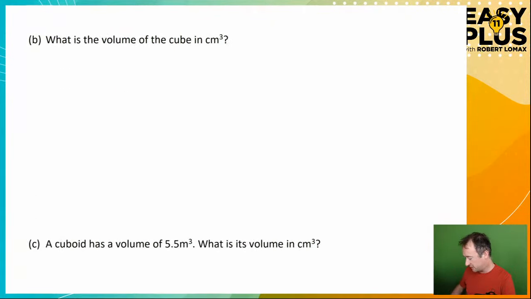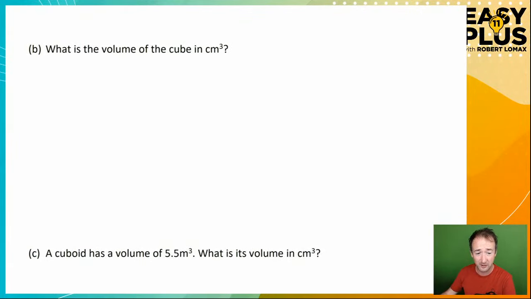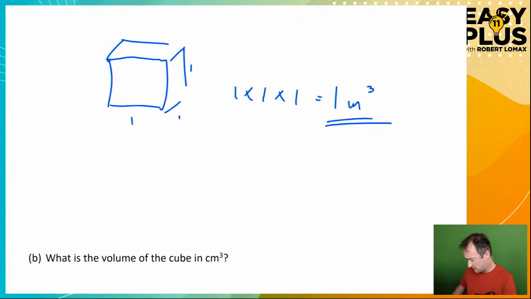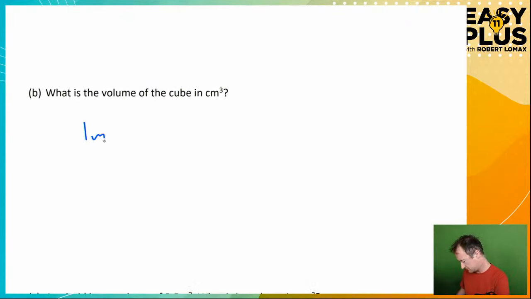Now, pushing on. What is the volume of the cube in centimeters cubed? Ah, yes, of course. So this is 1 meter cubed. So therefore, of course, there are 100 centimeters in a meter, so it must be 100 centimeters cubed, right?